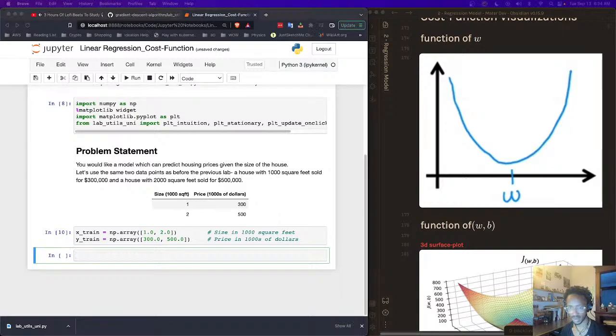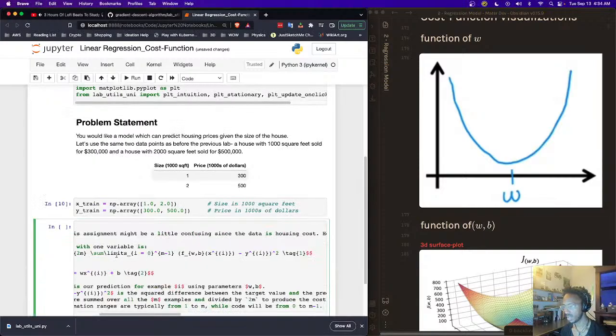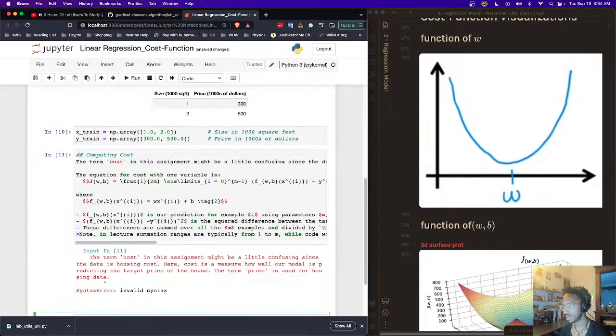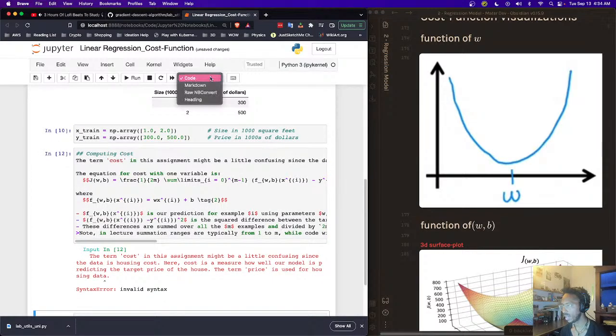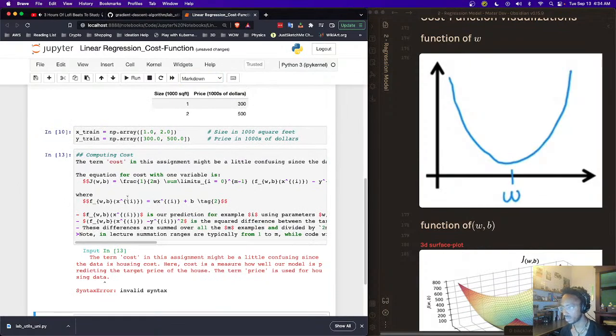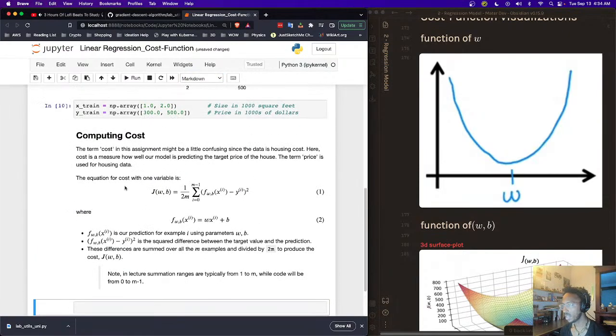Okay, so the next part of this is we're going to compute the cost. Oh, I got to change this to Markdown. My bad. Okay, so the term cost in this assignment might be a little confusing since the data is housing costs. Here, cost is a measure of how well our model is predicting the target price of the house. The term price is used for housing data.